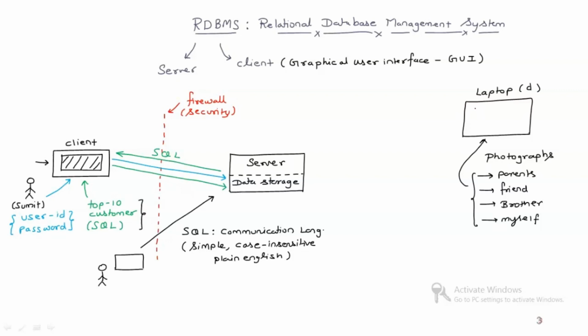So I'll create a folder, let's say A, folder B, folder C, folder D, and I'll preserve all these files in each of the folders. So let's say for parents, I'll preserve everything in folder A. For friend, I'll preserve everything in B. Then for brother, I'll use C, and for myself, I'll use D. So this is known as the folder file format in which we can preserve the data.